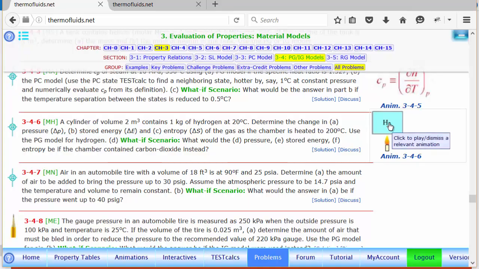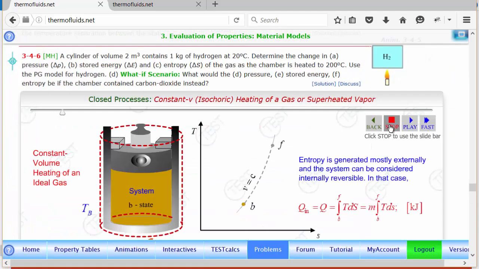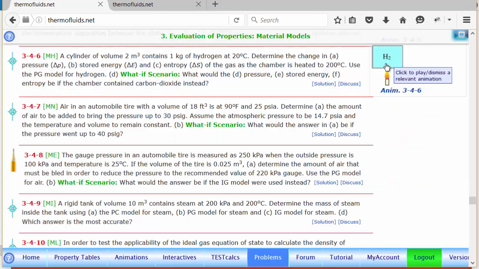This figure is connected to the animation. If I click there, it will bring up a relevant animation to explain the problem to us. Clicking the picture again will close the animation.